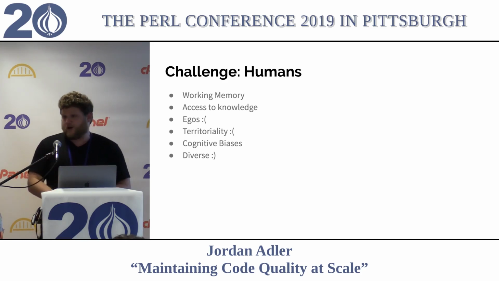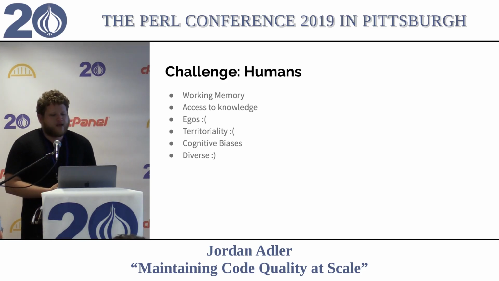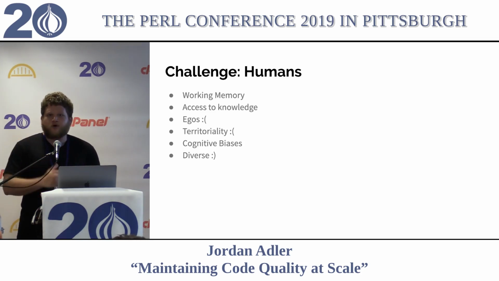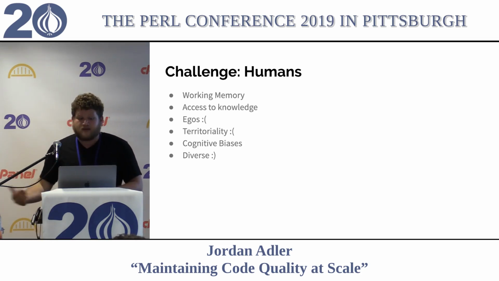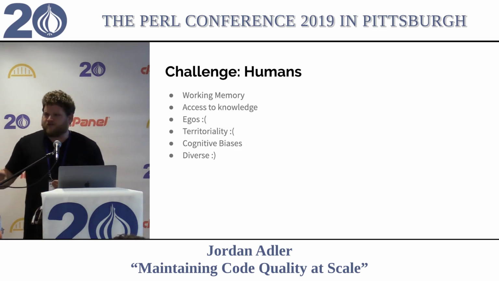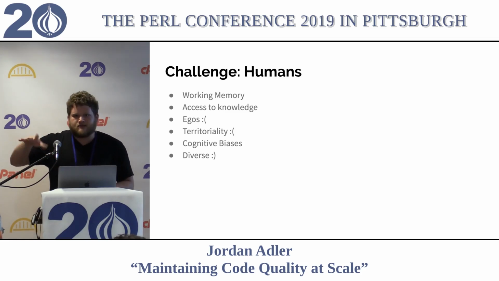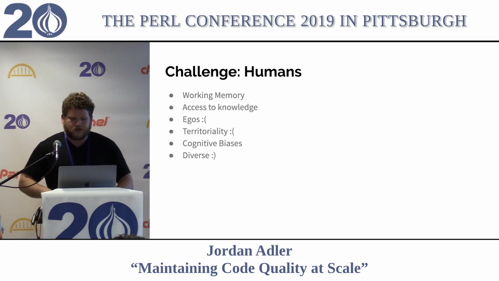So thinking about things like interrupts, right, can be problematic. Access to knowledge. So for example, I might have a level of expertise that I've invested in the Perl programming language that's not necessarily the case for someone else. And so they're going to be less effective, right? So we have a slightly inconsistent distribution of knowledge.